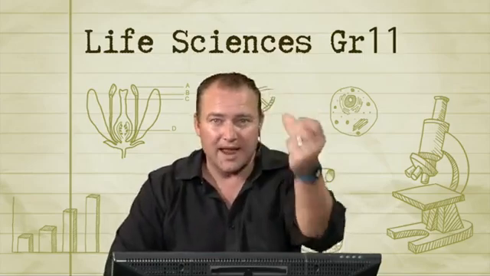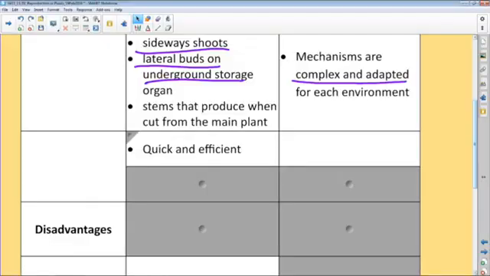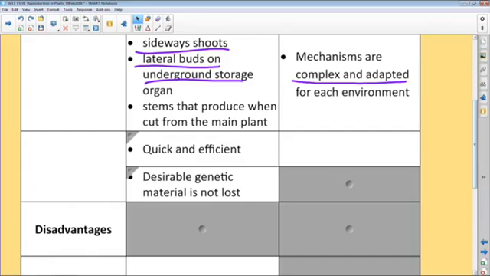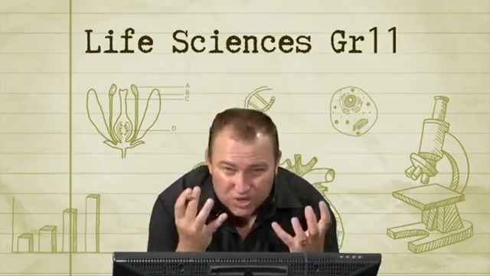Okay, then we're going to have a look at the next. It's quick and efficient. It happens like this. When it comes to sexual, they've got to wait for certain things to happen. And then we have the discrete genetic material is not lost. The desirable ones, the things that they like about it, we don't lose it. With asexual reproduction, you can lose these, which is a big thing. You don't want to. You want to try and keep it.